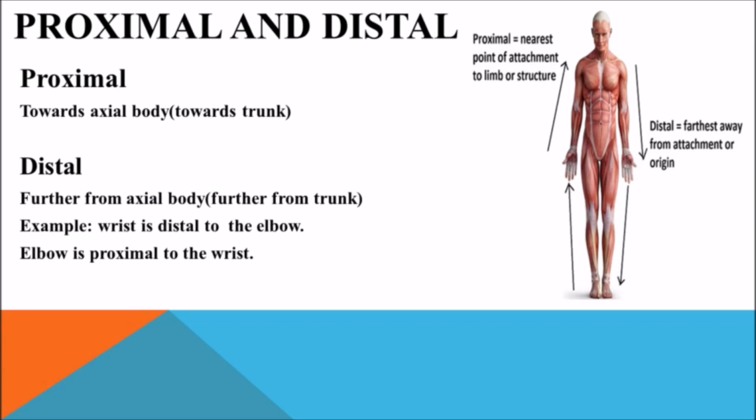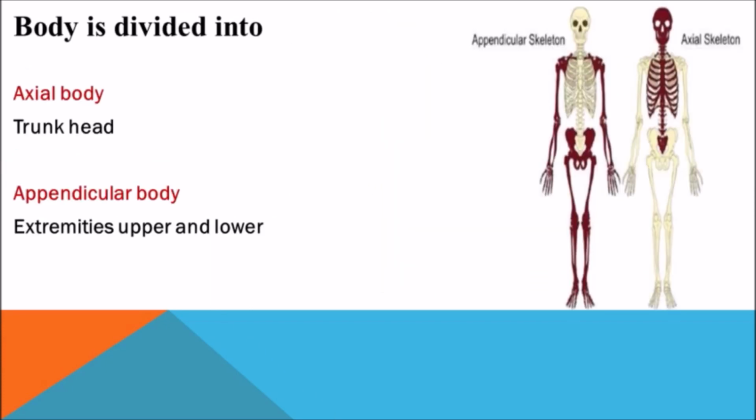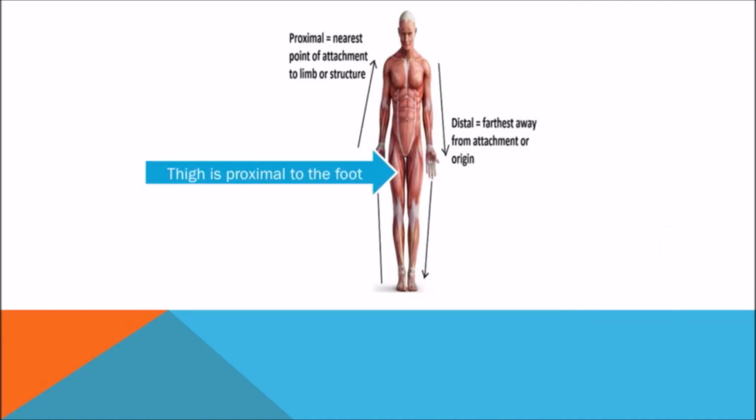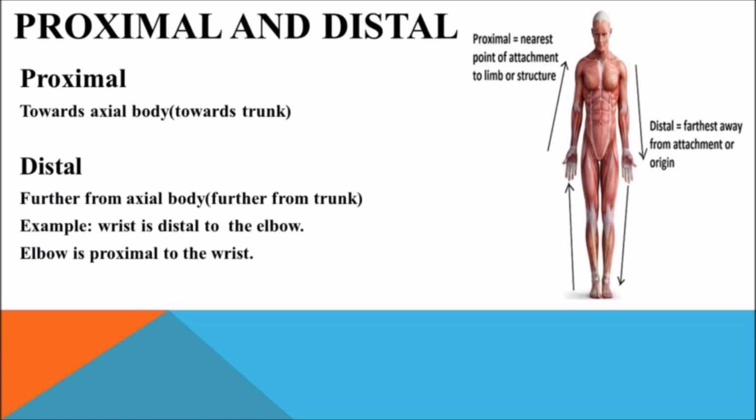Next, proximal and the distal. In order to understand this, first we have to talk about the axial body and the appendicular body. Generally the body is divided into two, axial body and the appendicular body. If we talk about the axial body, it includes the trunk and the head portion of the body, and the appendicular body includes the extremities, upper and lower extremity. So let's come back to the proximal and the distal.